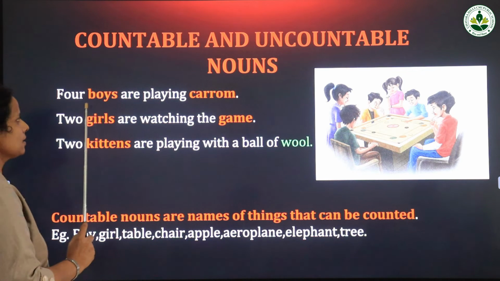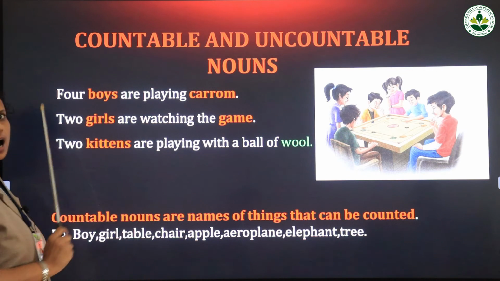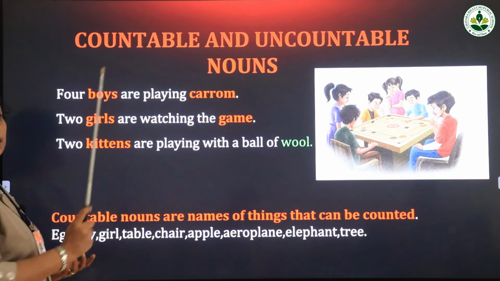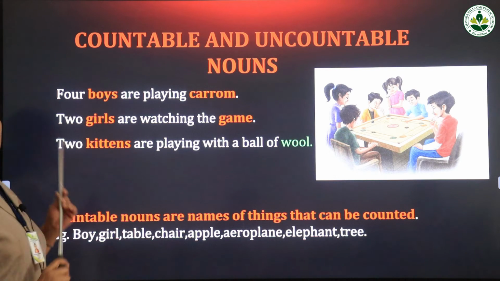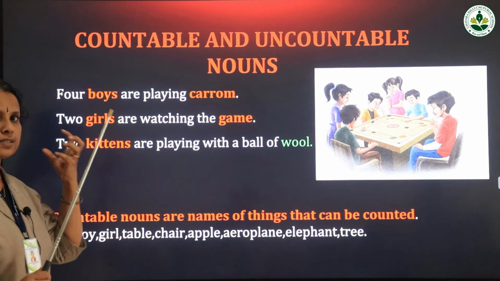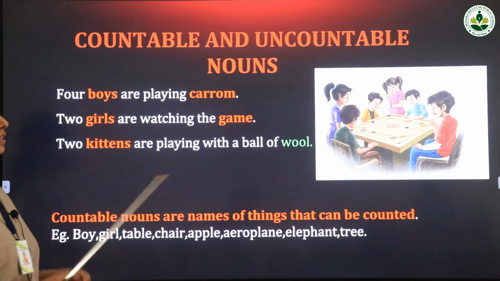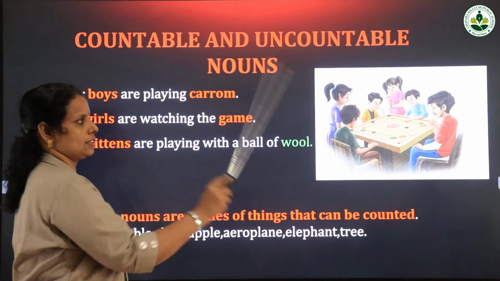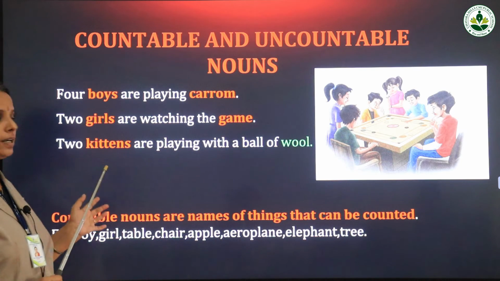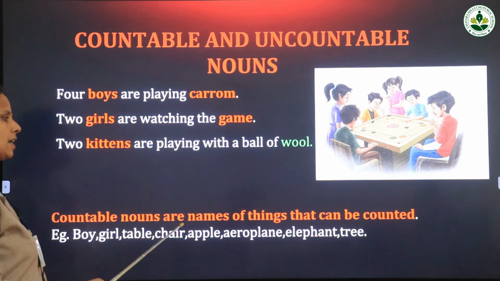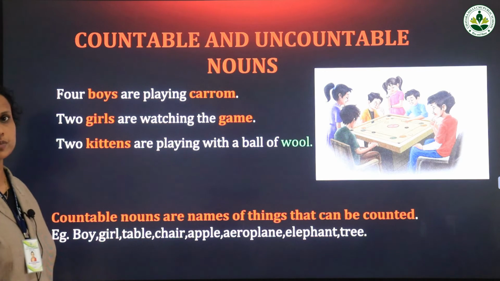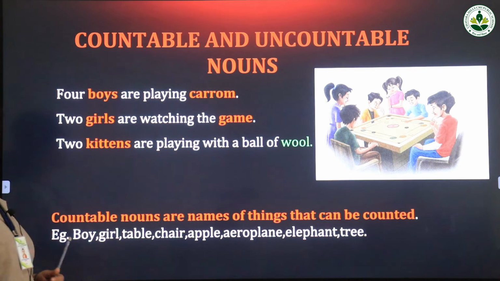In this sentence, boys and carom are nouns, isn't it? Then girls and game, those are also nouns. Then kittens, that is also a noun. And these nouns we can count. We can say how many there are. See, 4 boys, 2 girls and 1 carom board. So such kinds of nouns are called countable nouns. So countable nouns are names of things that can be counted.